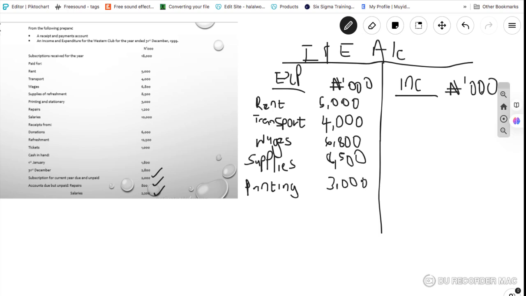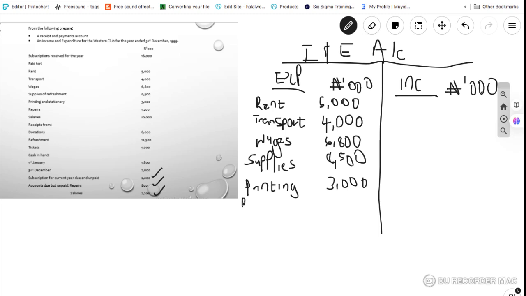We have repairs. Now, for items of accruals and prepayments, you are allowed to record your accruals and prepayments in your income and expenditure account, but in your cash account or your receipt and payment account, you are not allowed to record any accrual or prepayment, because what we are dealing with in the receipt and payment account are basically cash transactions. But in the income and expenditure account, you are allowed to consider your accruals and prepayments.